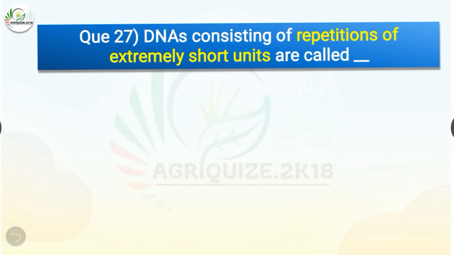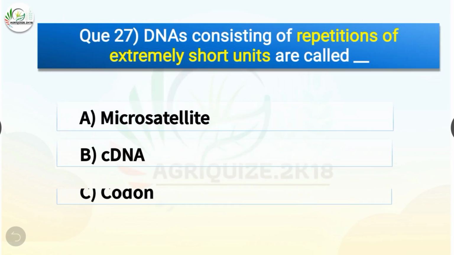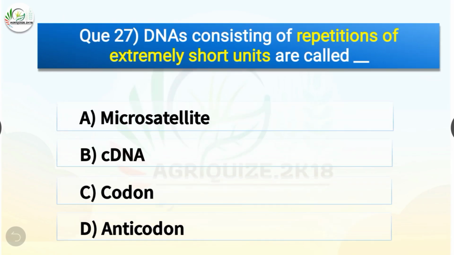Question number 27. DNAs consisting of repetitions of extremely short units are called. The options are microsatellite, cDNA, codon, or anticodon. The correct answer is option A, microsatellite. So DNAs consisting of repetitions of extremely short units are called microsatellite.